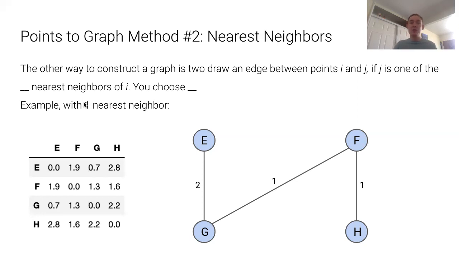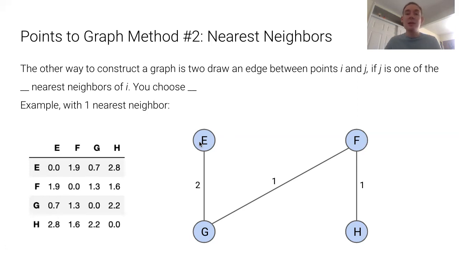But if we want to construct a graph using one nearest neighbor, we can do it in the following way. First, let's look at E. We figure out, okay, what's the nearest neighbor of E? Remember, this is the distance matrix here. I guess I should have labeled it, but this is the distance matrix. The closest neighbor to E is G.